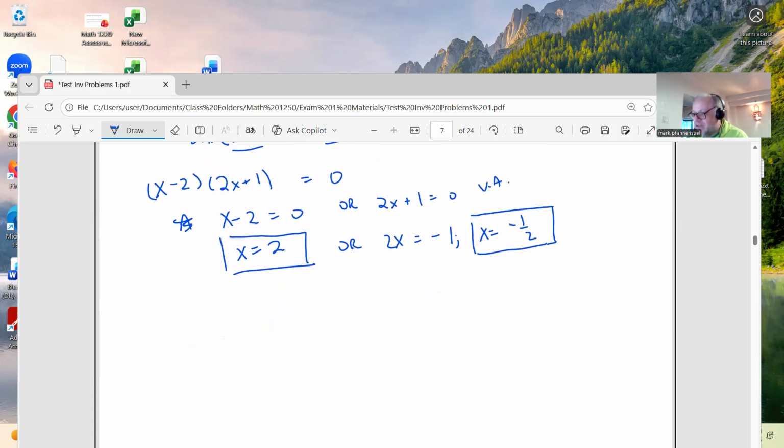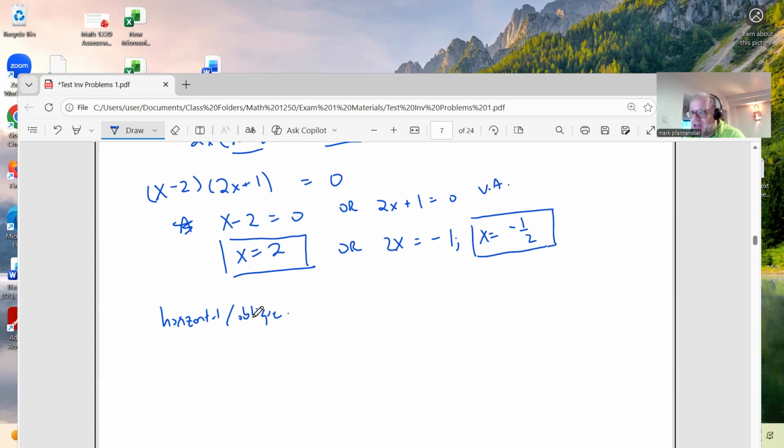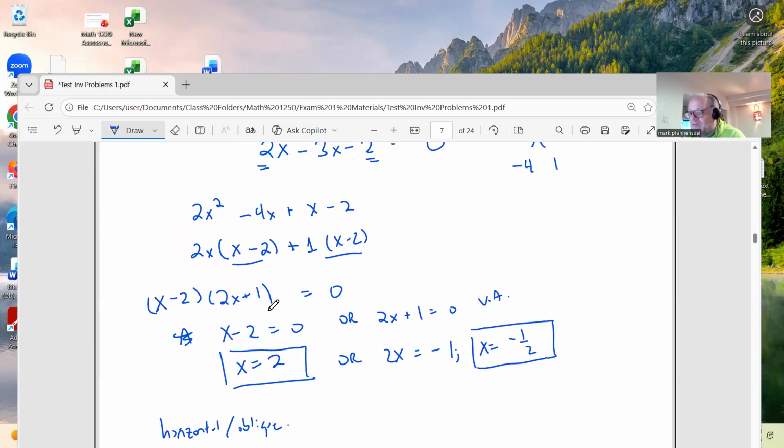Next, we have to check to see what kind of horizontal asymptote we have. It's unlikely that you would have both a horizontal and an oblique asymptote. We could build one, but it would take a piecewise function in order to have that. This is not a piecewise function, so it's going to have one or the other: oblique or horizontal.